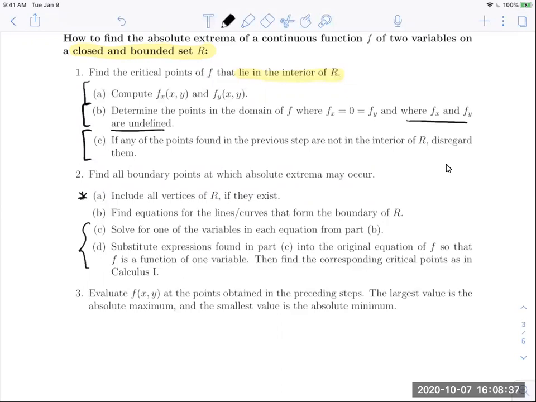So part C, solve for one of the variables in each equation from part B, and then substitute it into the original equation. Remember, f was a function f of x, y, and so if we've solved for one variable and plug it back in, it reduces f to a single variable function. And then we want to find critical points as in Calc 1. So how did we do that? We took the first derivative. There was only one way to take the derivative because it's single variable, set it equal to 0, and then figure out if it's a max or min using the first or second derivative test.